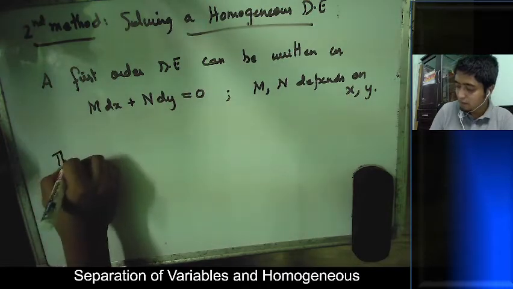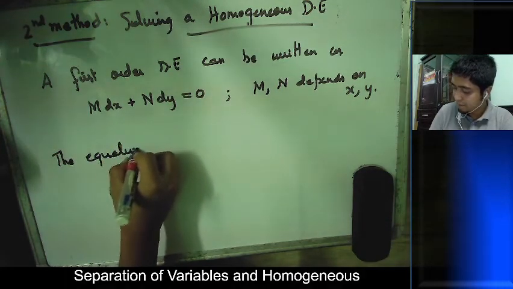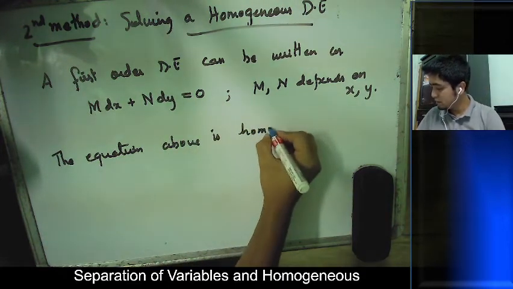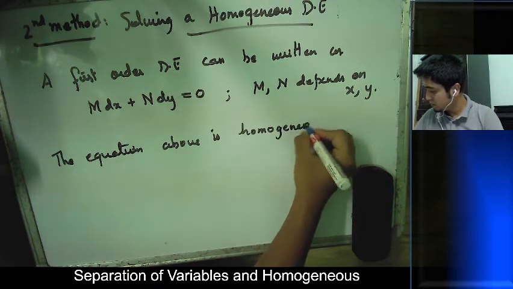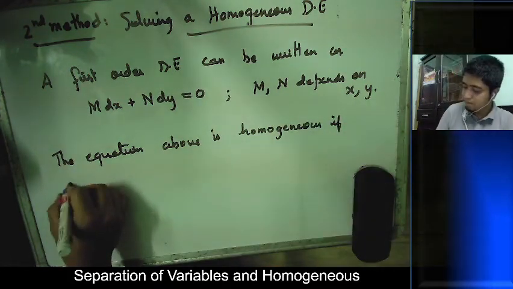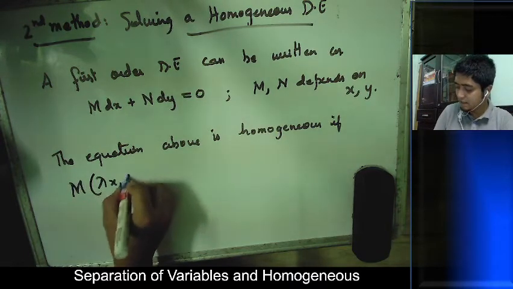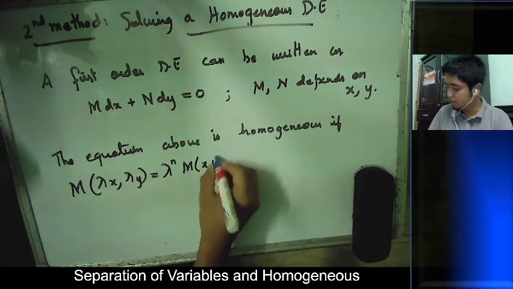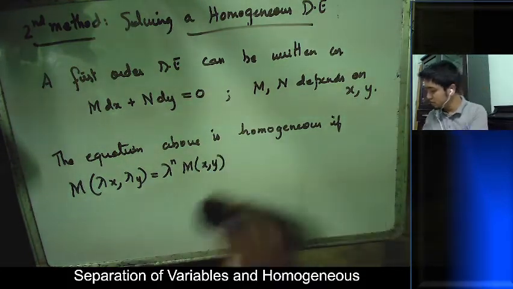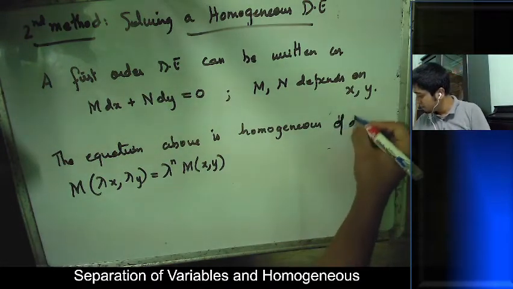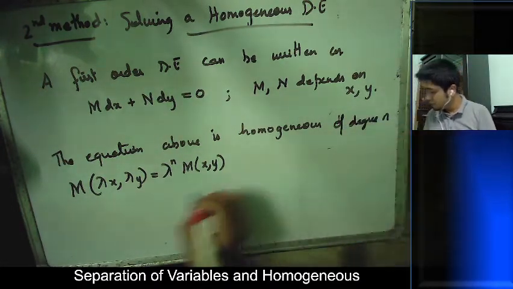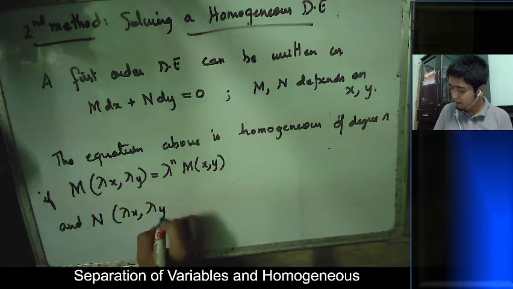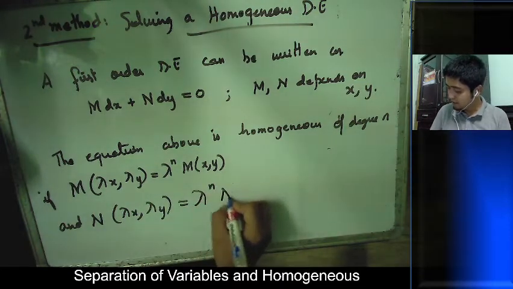The equation above is homogeneous if M(λx, λy) equals λ to the power n times M(x, y). You will see what this definition means. It's homogeneous of degree n if N(λx, λy) equals λ to the power n times N(x, y).